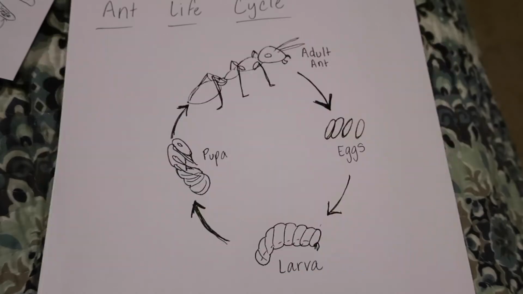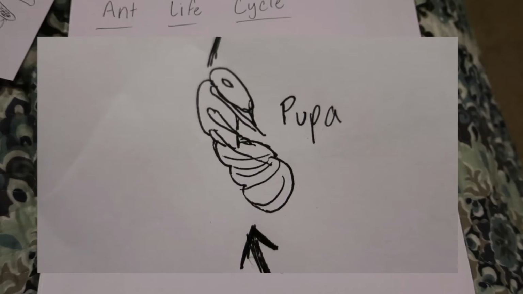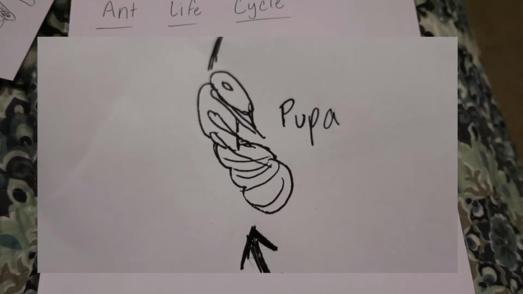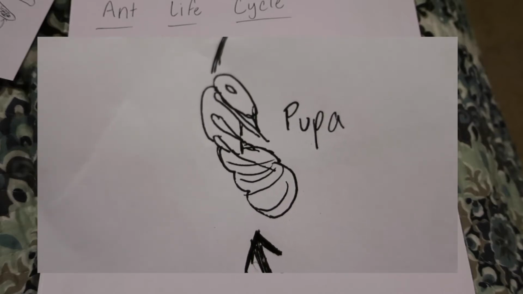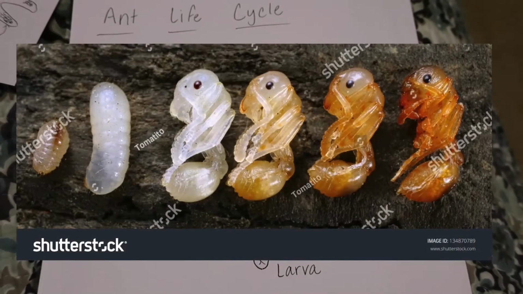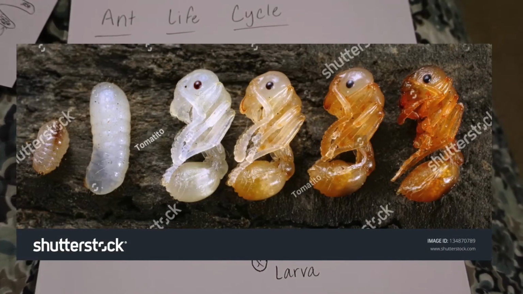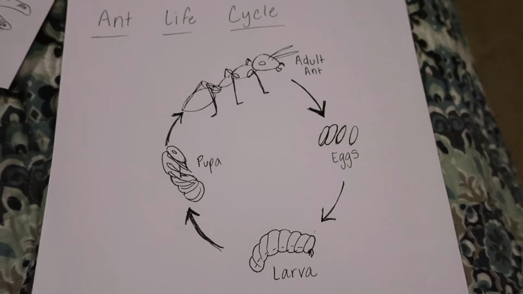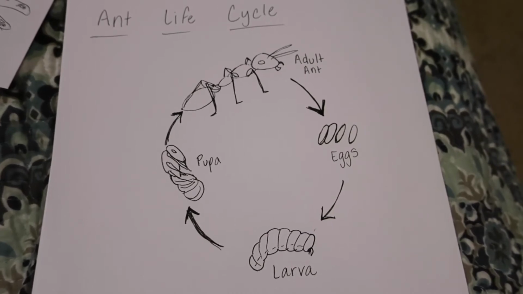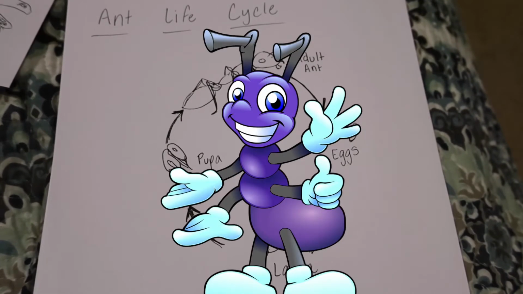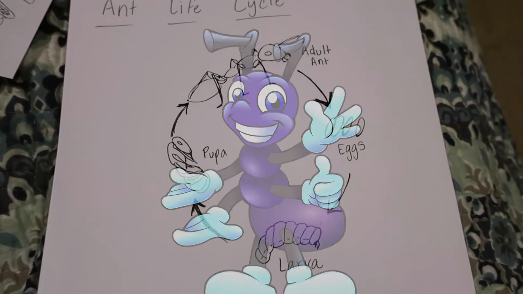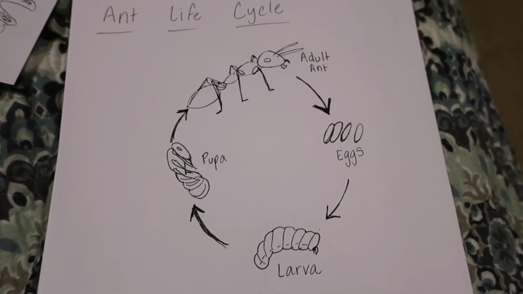After several molts, the larva will turn into the pupa, and at this stage is when they start to develop physical characteristics like eyes, their legs, their antennae, and wings. After between 6 to 8 weeks, the adult ant is able to hatch out of the pupa stage. They are fully grown, they are completely developed at this point.